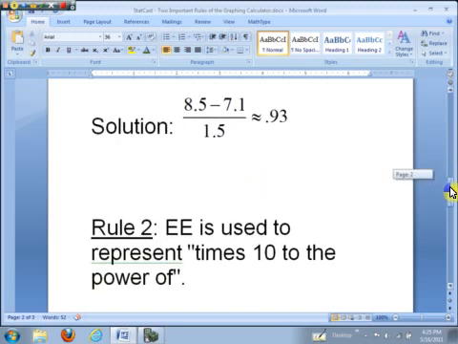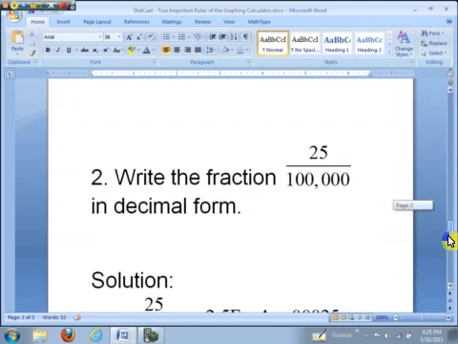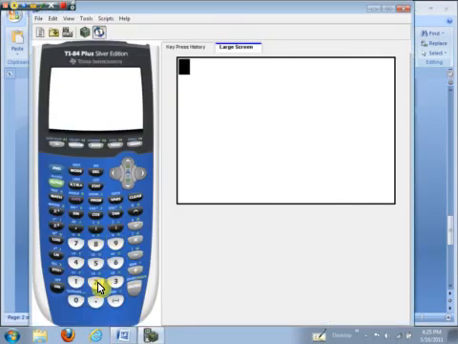Rule number 2. You'll see this E written on your calculator sometimes, and it's used to represent times 10 to the power of. Let me show you what I mean. In our second example here, we want to write the fraction 25 over 100,000 in decimal form. So let's go ahead and do that now. I'll go ahead and put in 25 and then divide that by 100,000.